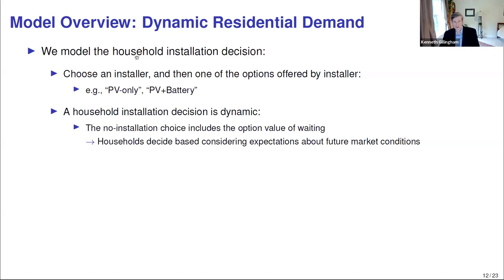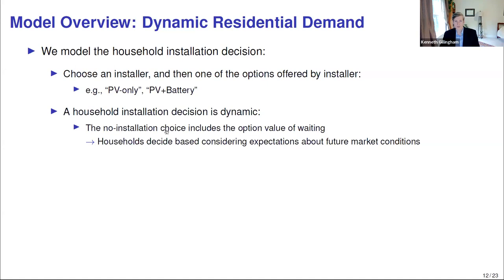I'm going to choose an installer first, and then I'm going to choose PV only or PV plus battery. Notably, in our sample, some installers don't offer PV plus battery, and that's incorporated. You obviously wouldn't choose an installer that doesn't offer PV plus battery if you want PV plus battery. In technical terms, this is a nested logit framework.